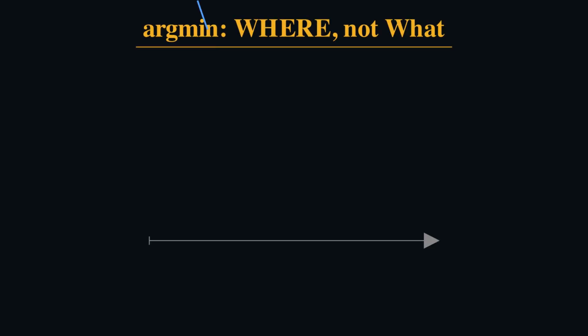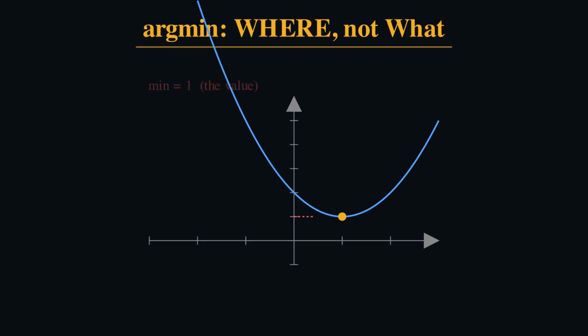Here is the single most common line in any machine learning paper. Theta star equals arg min of the loss. The trick is the difference between min and arg min. Min is the smallest value the curve reaches. Arg min is where it happens, which input produced it.